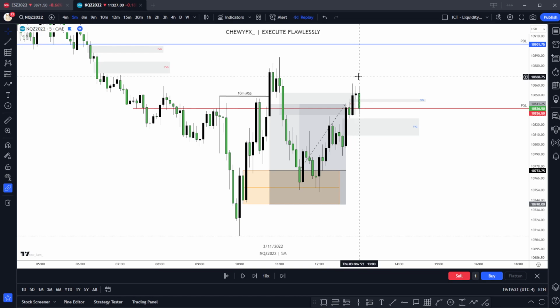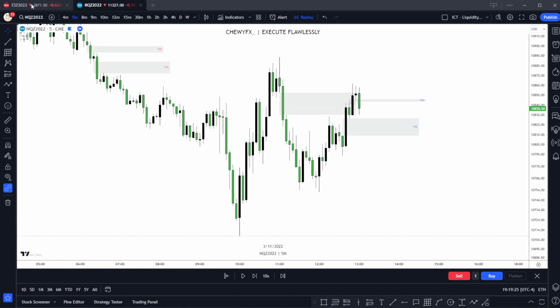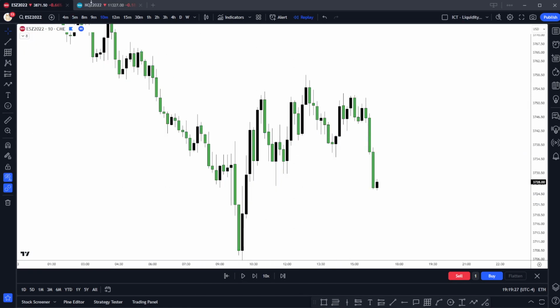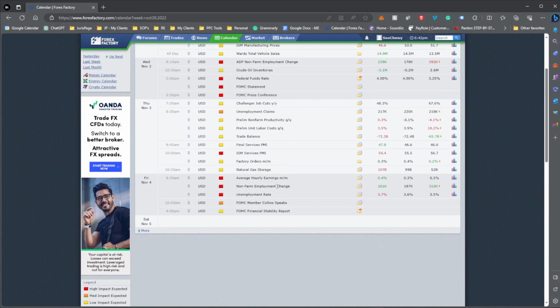That is the end for the day. So let's just remove our drawings and then we can take a look at the final day. Friday, I only trade the AM sessions and it's NFP. So that for me is already a no-brainer not to take any trades.